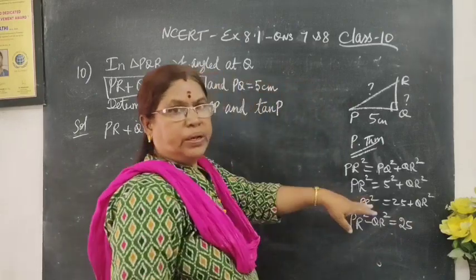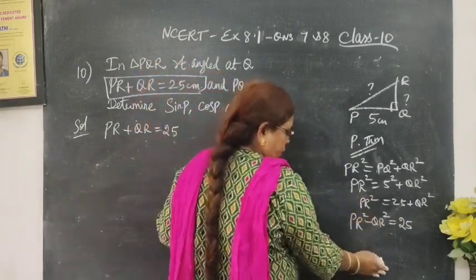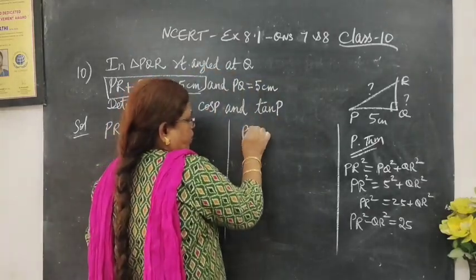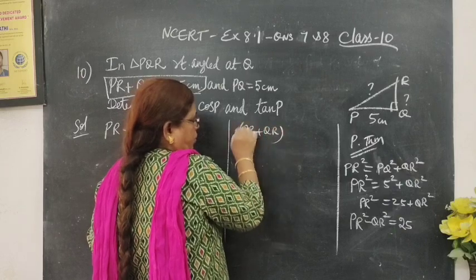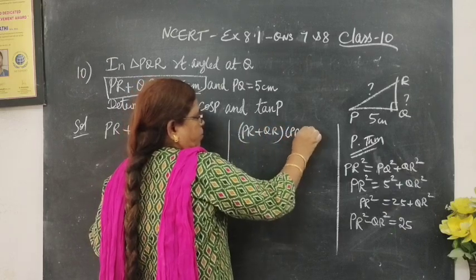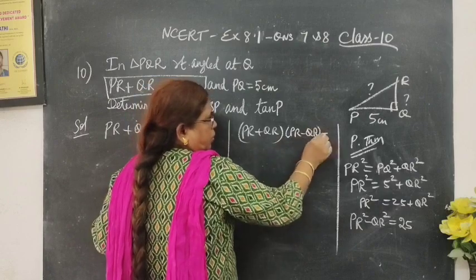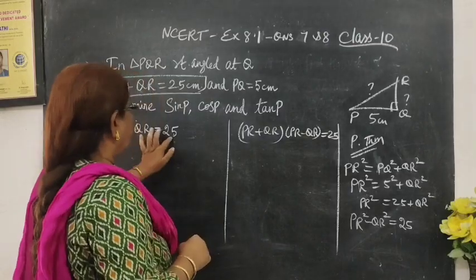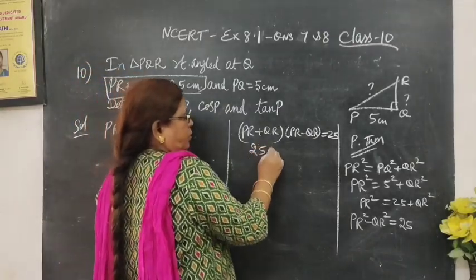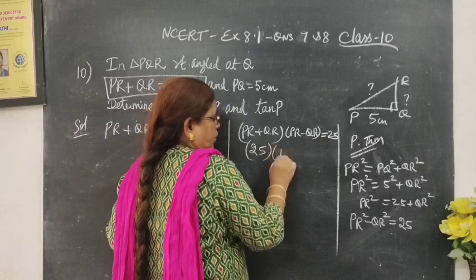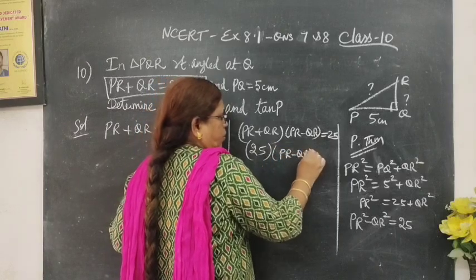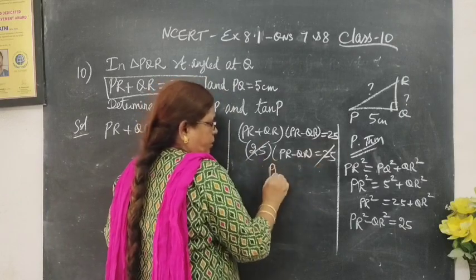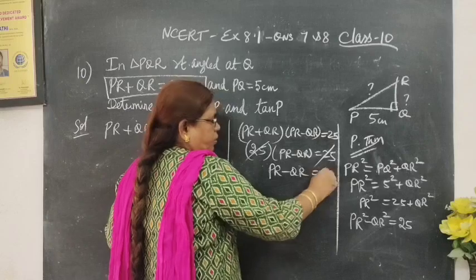This is A squared minus B squared. So A plus B into A minus B. So this you can write as PR plus QR, then PR minus QR equal to 25. PR plus QR you can write as 25. So 25 bracket, then PR minus QR equal to 25. Therefore 25 will be cancelled. So PR minus QR equal to 1.